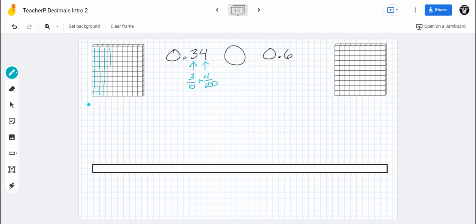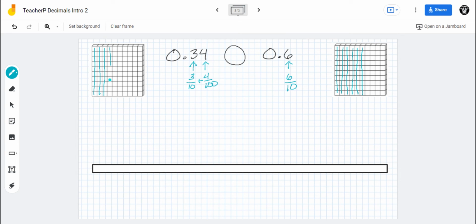It actually is not bigger, because watch what happens when we shade it in over here. Here I have this number, which is 6 tenths. So 6 tenths, I have to shade in 6 columns. There's 1, 2, 3, 4, 5, and here is 6 tenths. Now, if you take a look, that is definitely more shaded in than over here.